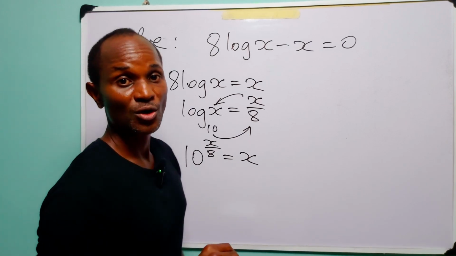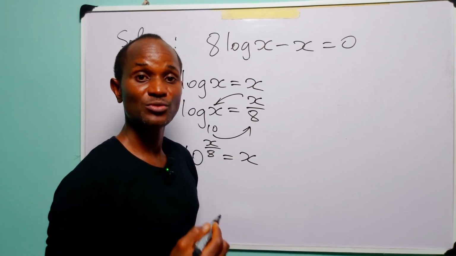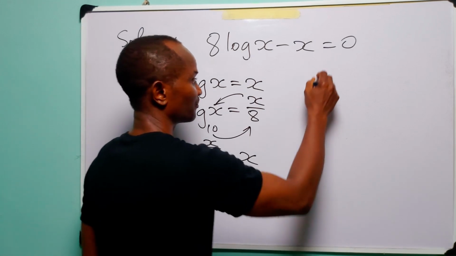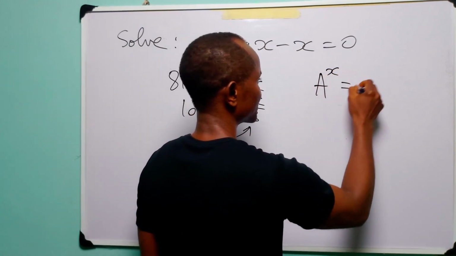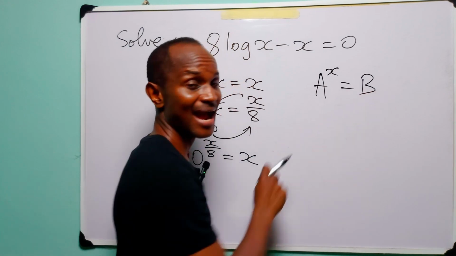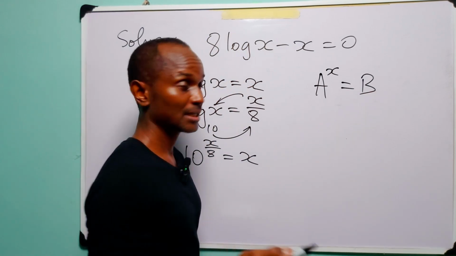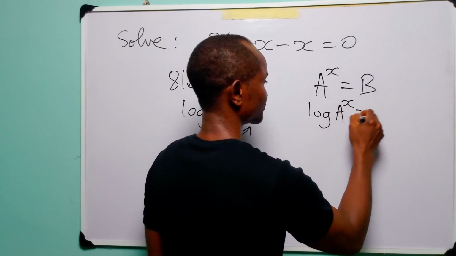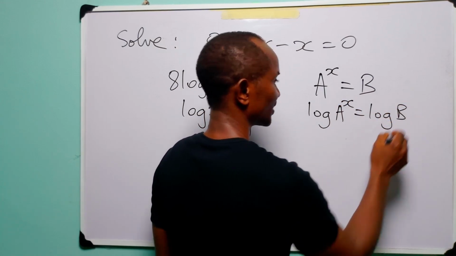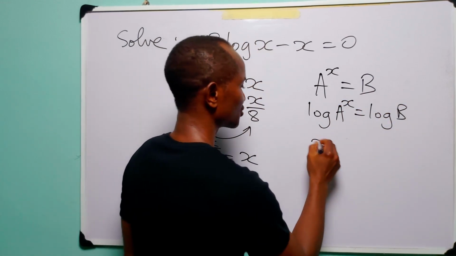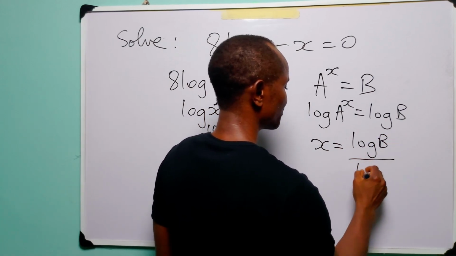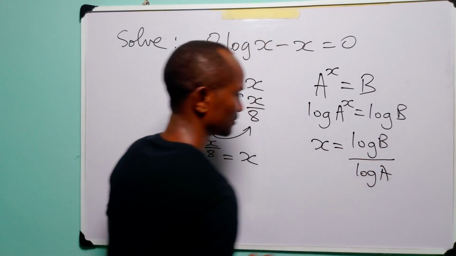Now you know that when we solve exponential equations, usually what we do is manipulate the equations until we get to the form a raised to power x is equal to b, where a and b are real numbers. Then we take log of both sides and we end up with the solution x is equal to log b divided by log a.